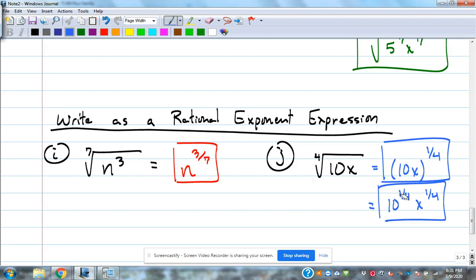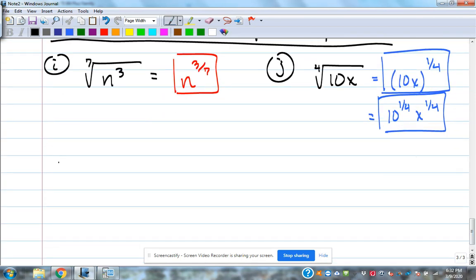Sometimes they do that, especially if that would simplify there, even though 10 to the 1/4 doesn't simplify. If it were like 2 to the 4th power, which is what 16 to the 1/4 is, that would simplify a little bit, and they would normally do that if it would simplify, but it doesn't have to happen there. Let's do 15, cube root of x squared.